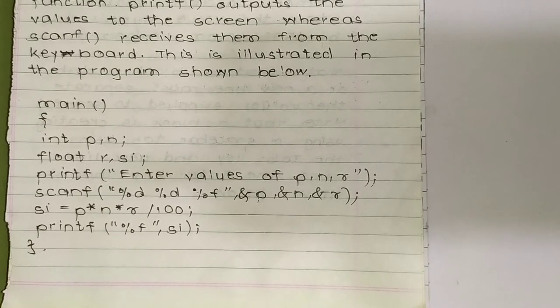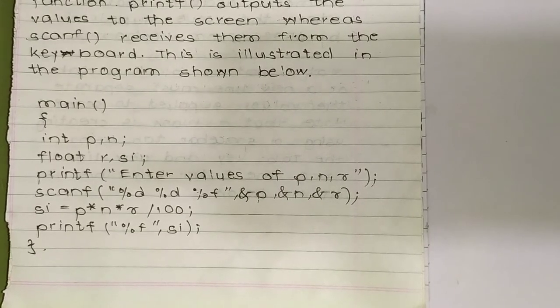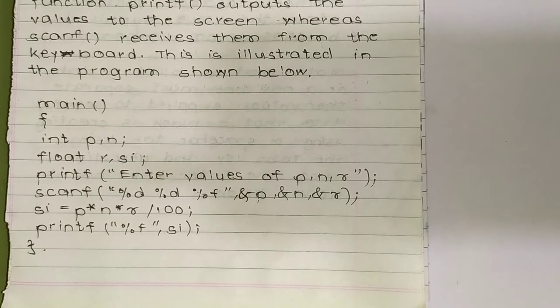Now comes the printf function: enter values of p, n and r. After printing that, we have to scan those values. All are integers except r, because r is float. So we type scanf %d %d %f, and p, n and r. R is a float, which is why we wrote %f. Now si is equal to p star n star r divided by 100. Printf %f comma si, that is the simple interest, and then the program is complete.